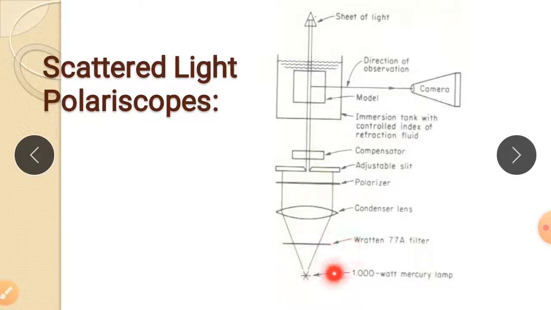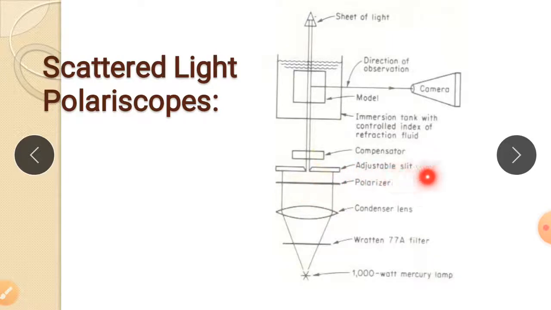Next, this light falls on the Wratten 77A filter, where the light is filtered. If you have different colors or anything, they can be filtered here. Next, the condenser lens. This condenser lens is very important. The diverging light is converted into parallel light by the help of the condenser lens. Next is the polarizer, which polarizes the light.